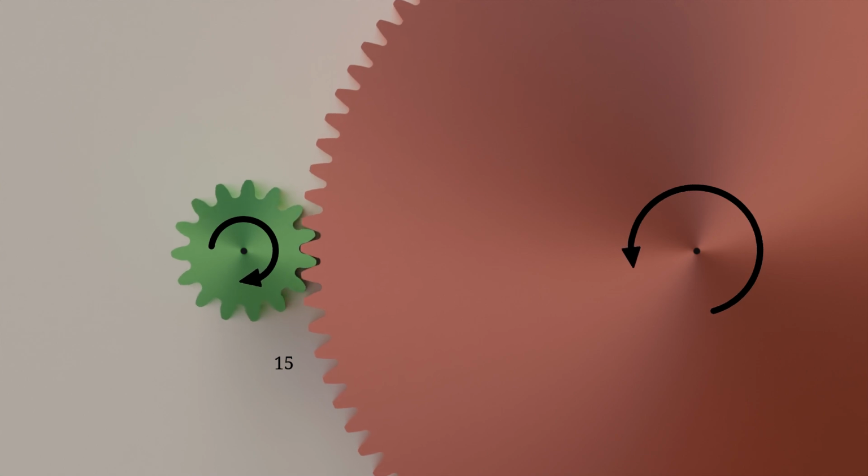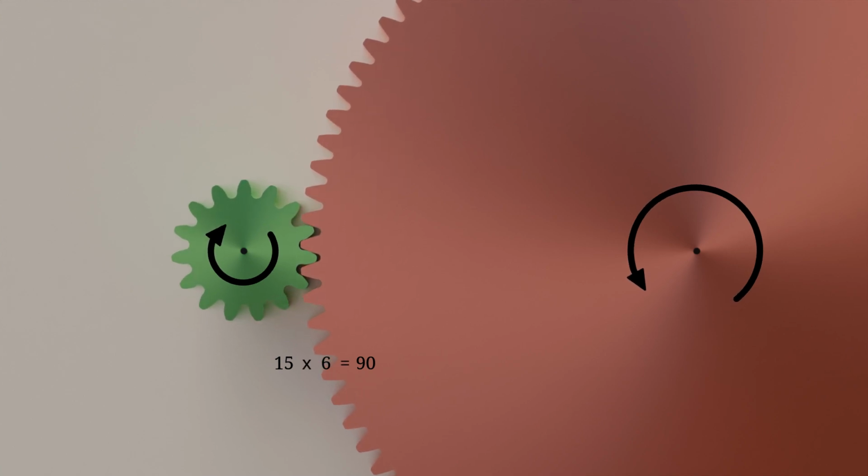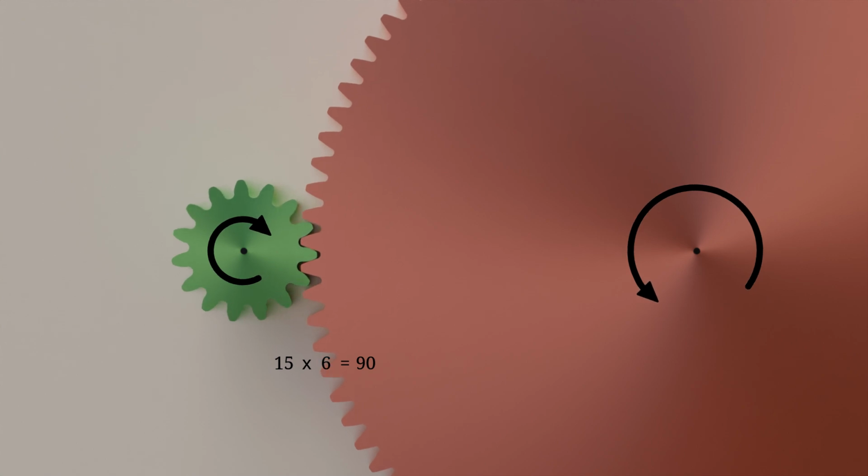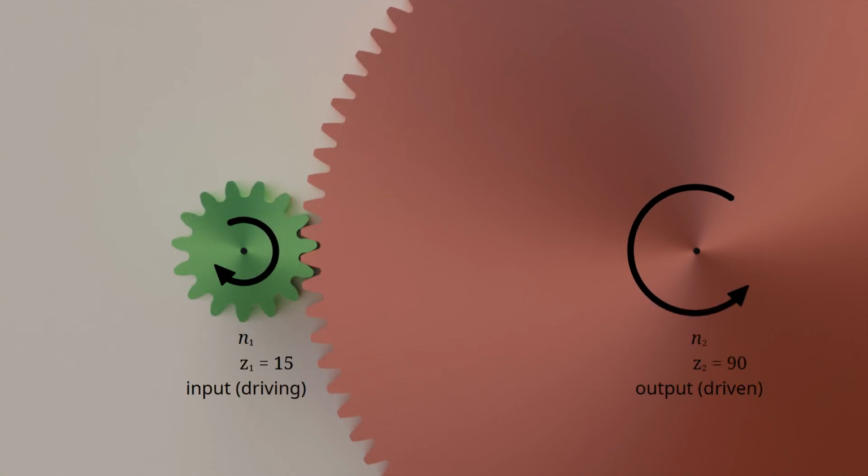In this case, the driven gear has a total of 90 teeth. The pinion must therefore rotate 6 times to move the driven gear by 90 teeth, which is 1 revolution. The speed is therefore reduced to 1/6 by the 2 gears. The change in rotational speed from a driving wheel to a driven wheel is described by the transmission ratio i, also known as the gear ratio.